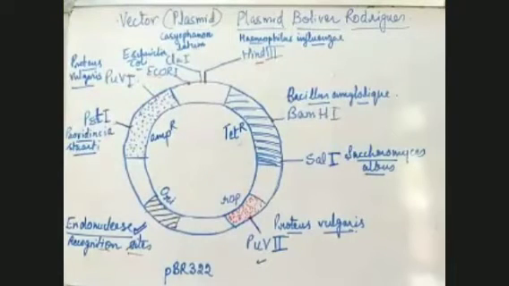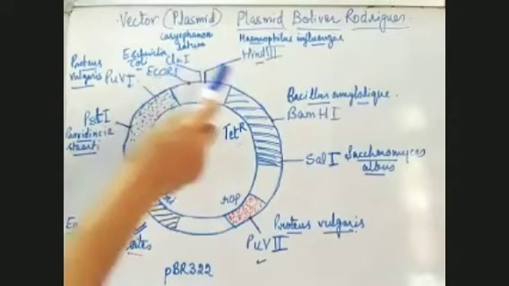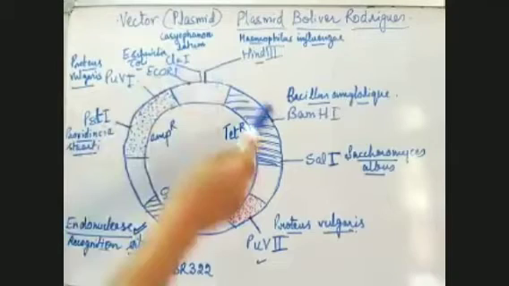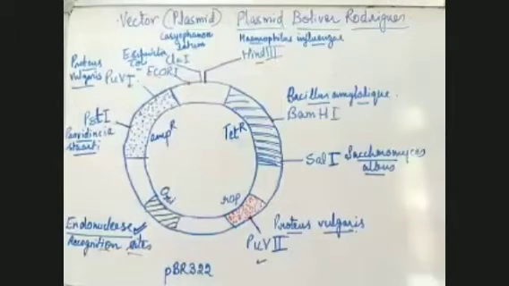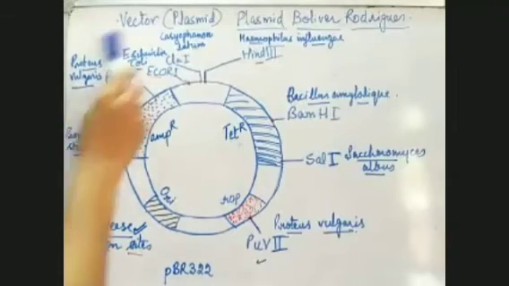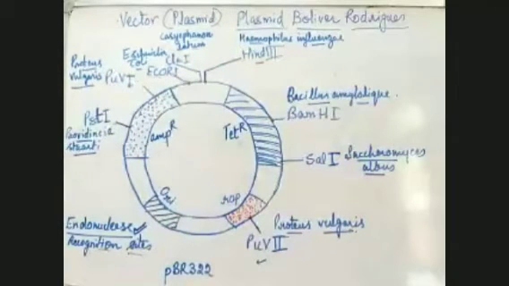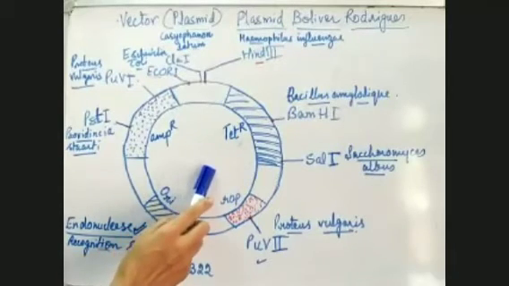See children, this is a commercially sold vector. When it is sold to the research labs, to the people who are working with genetic engineering, they will not use all the 8 endonucleases together. They will use only one endonuclease. Suppose this pBR322 is sold to one of the students. Say this pBR322 is sold to Karthik.